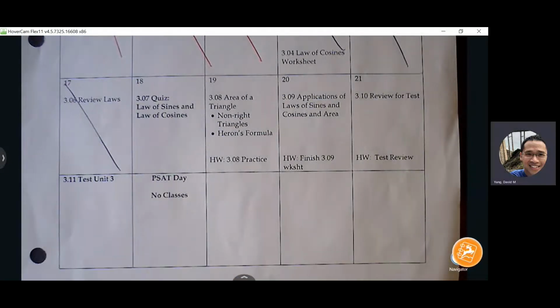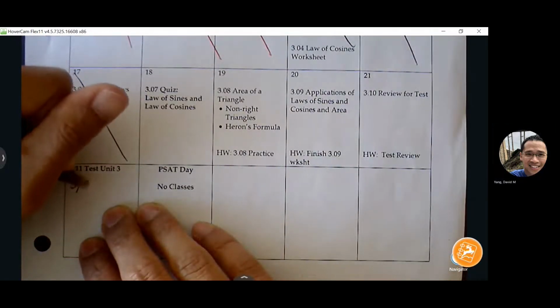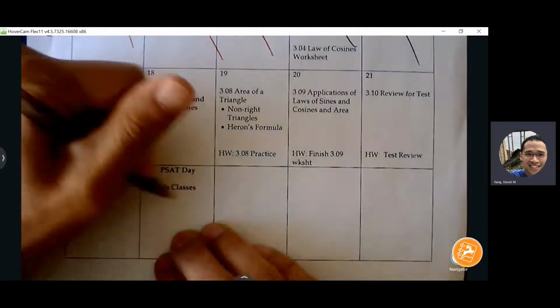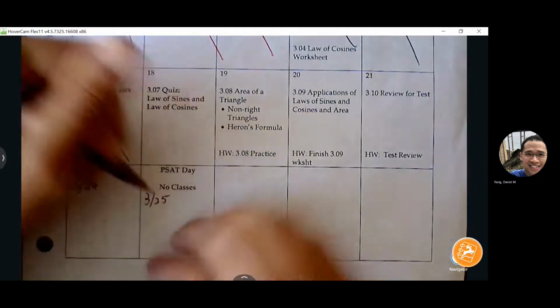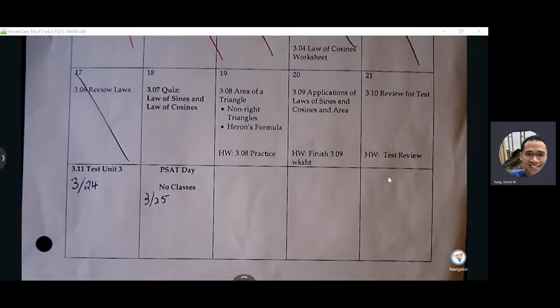Oh, yeah, I did not put a date on there. It should say 3/24. Is that right? Yeah. 24th is the test, and 3/25 is PSAT.